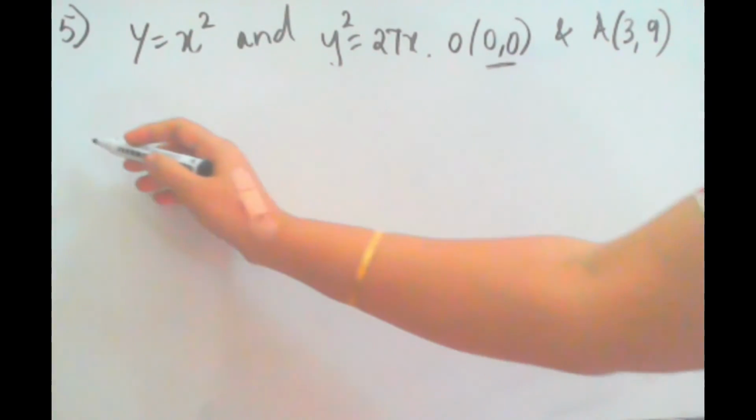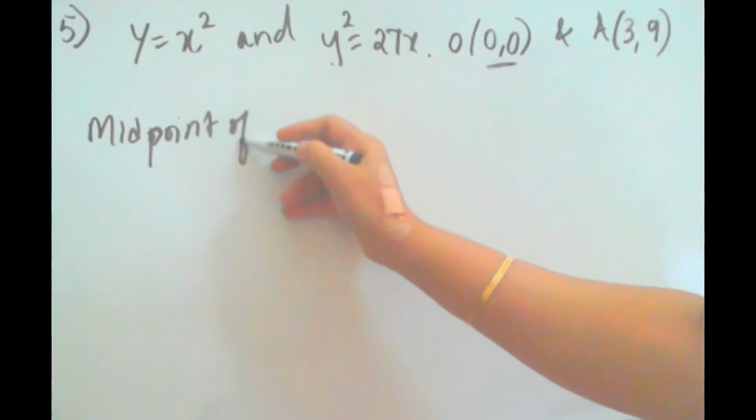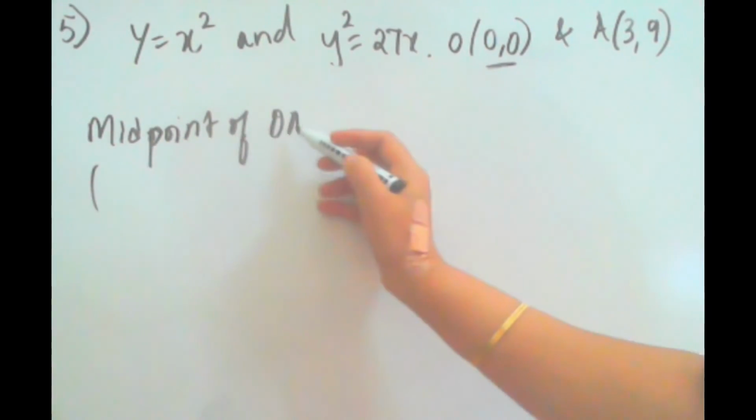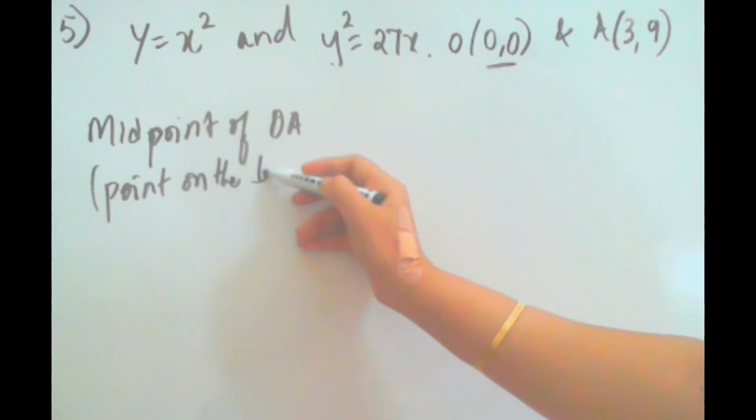Now the fourth step, we will find the midpoint of OA, which is a point on the perpendicular bisector also.